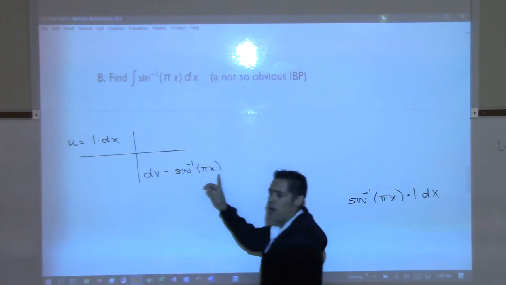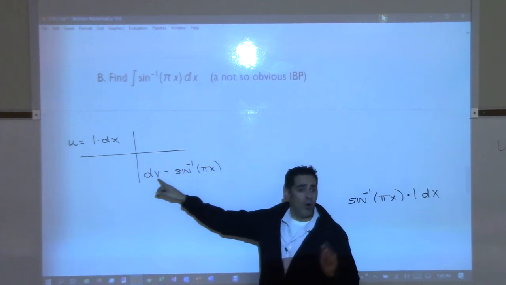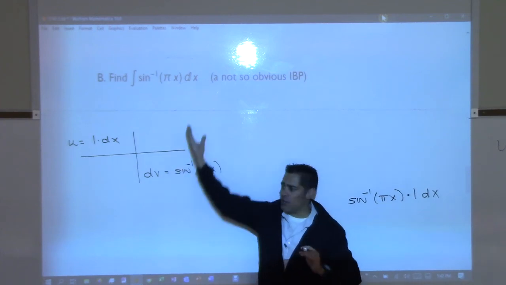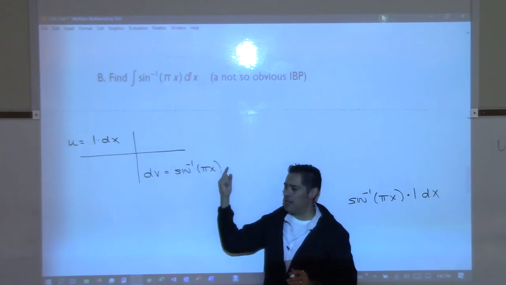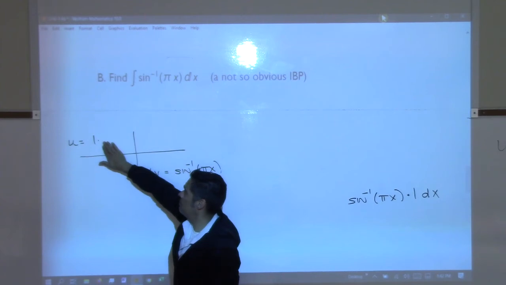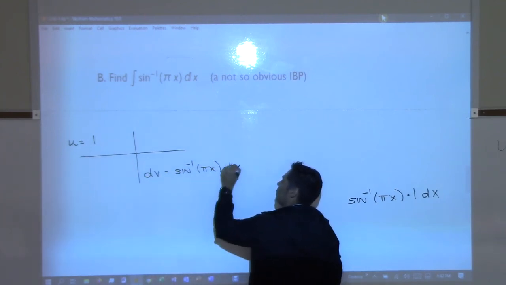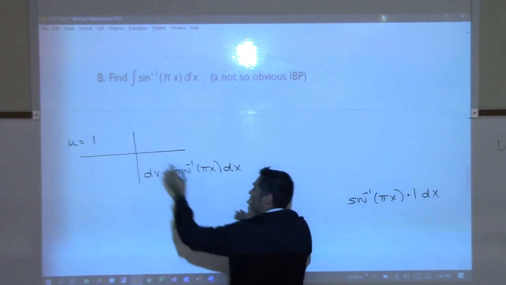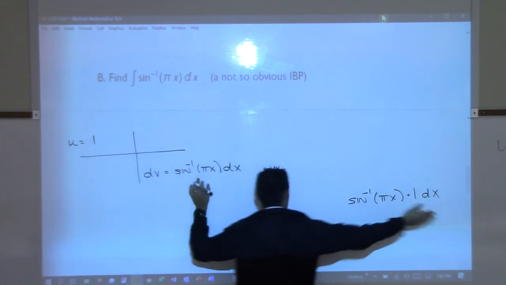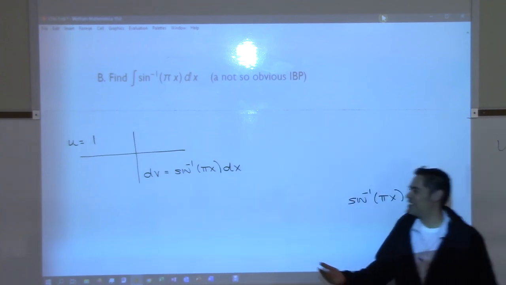Now there are several problems with this. First of all, your dv always has to have the dx in it, always, because you've got to integrate that, right? And that means you have to have the dx out here. So you can't have the dx here. Could we let u be 1 and let dv be everything else? Sure, but what's wrong with this? It's the same problem.